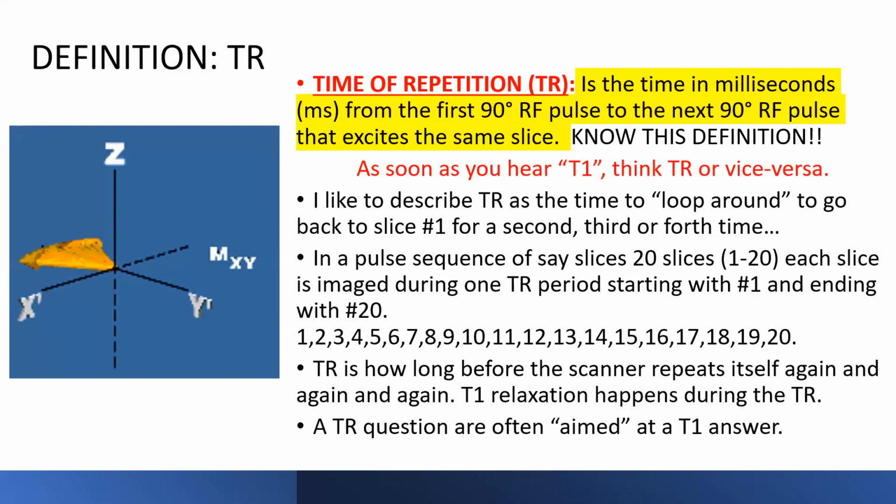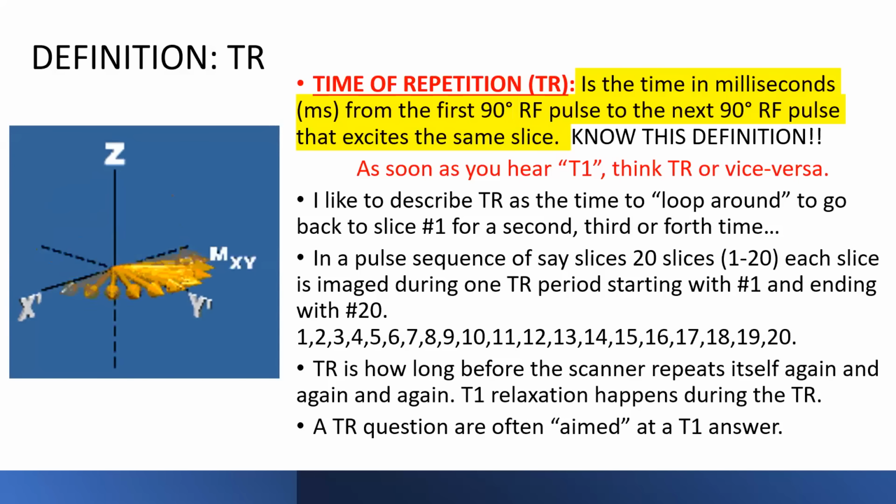So what's the definition of TR? Again, if it's in red, I'll bet you lunch this time that you're going to see what the definition of TR is. So it's the time in milliseconds from the first 90 to the next 90. And here's the key words here that excite the same slice.